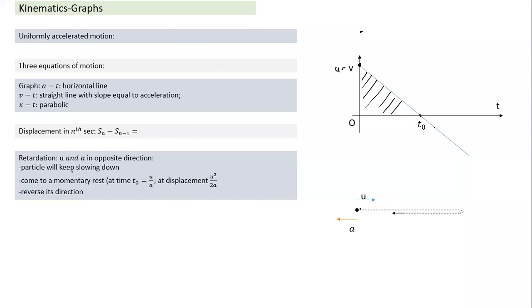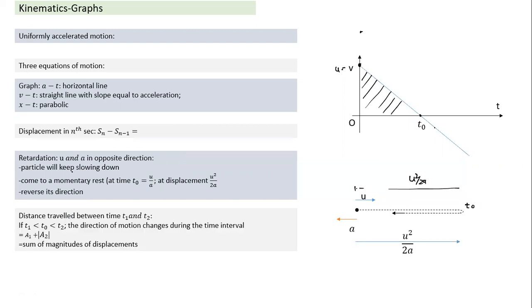Whenever these two are in opposite directions, it doesn't matter which we take as positive. It will come here, keep slowing down. This is the position at time t naught. It will come to a state of rest, and this distance will be equal to u square by 2a. Then it reverses direction, right?